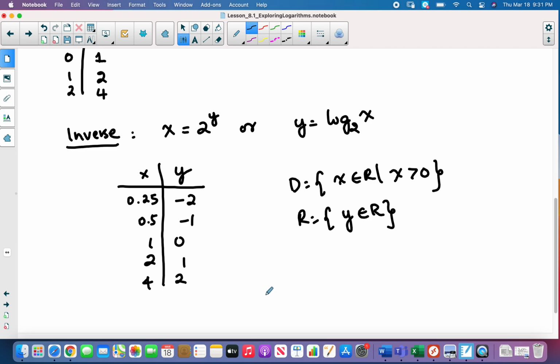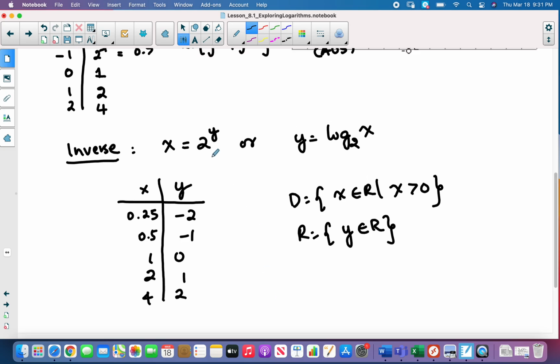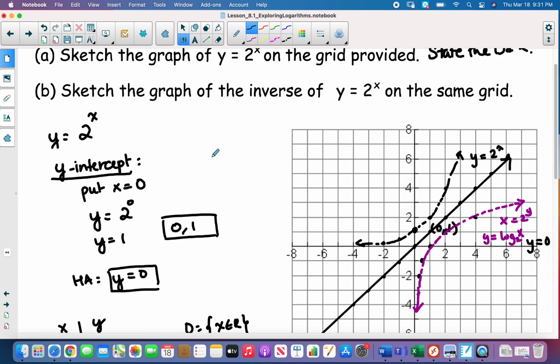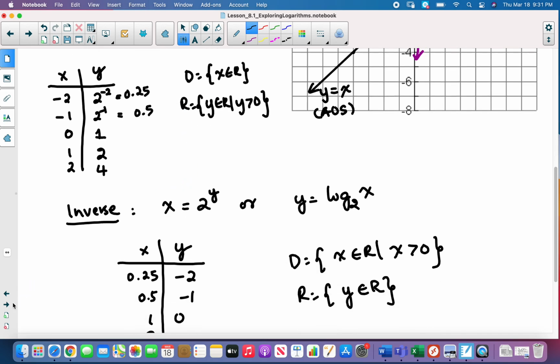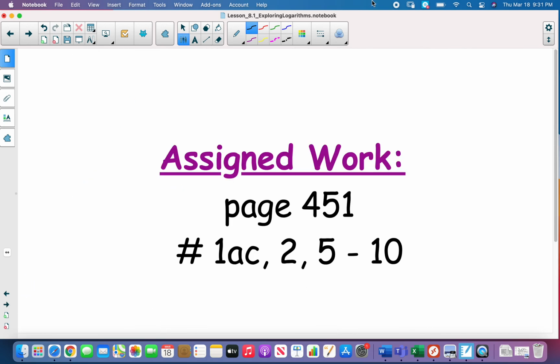Okay, so there you have how to graph a function and its inverse if you're given an exponential function, and the key features. Now you can work on the homework.